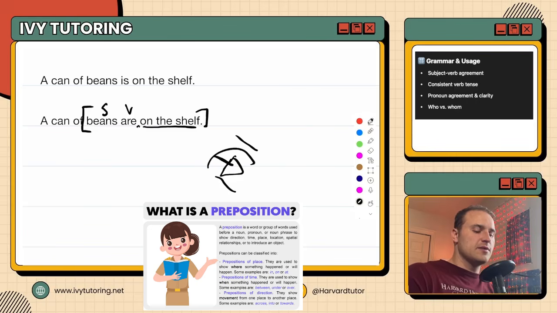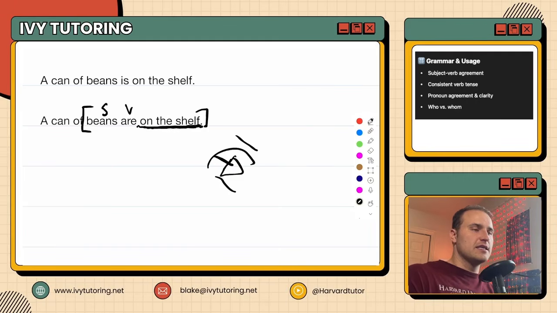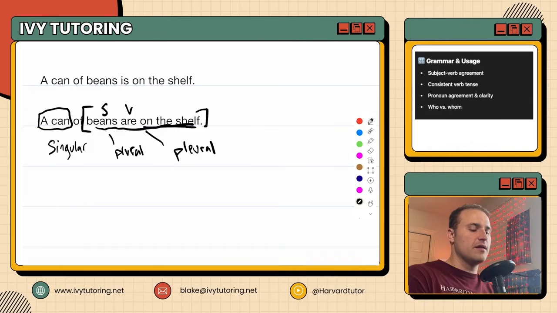A preposition tells you how you are in relation to something, and it's like a dependent clause, okay? But that's not important right now. All you need to know is that this is a totally valid sentence. However, look at that. Verb is a singular verb, okay? And so what do we do? Which one is it? Which one's our subject?